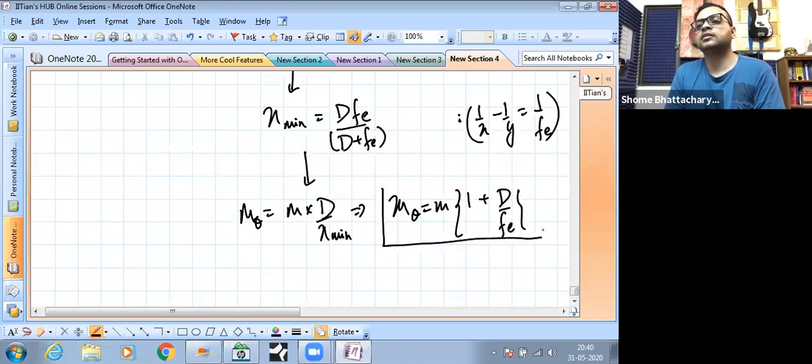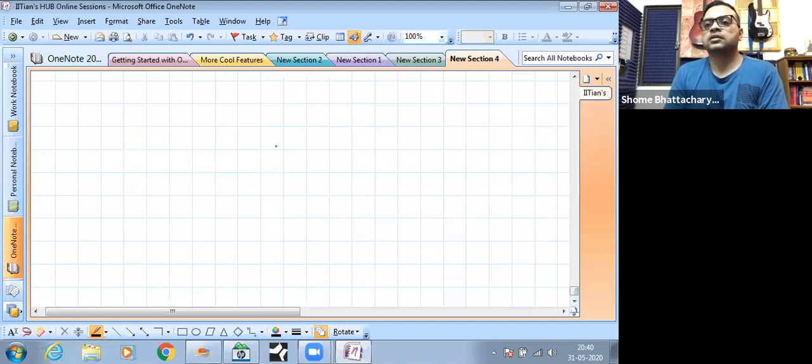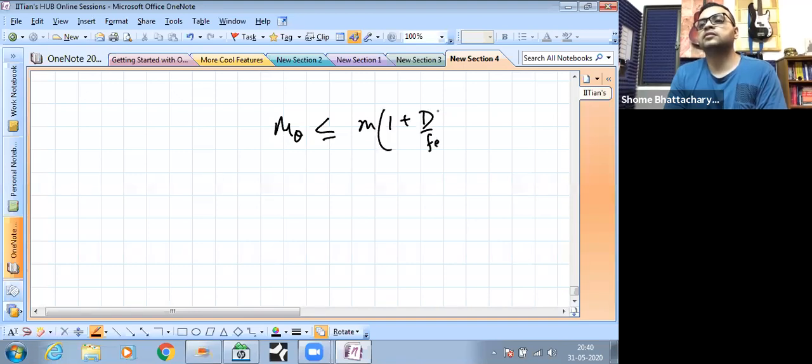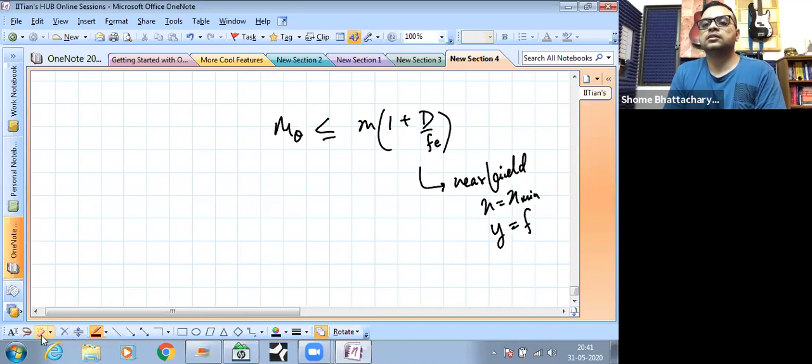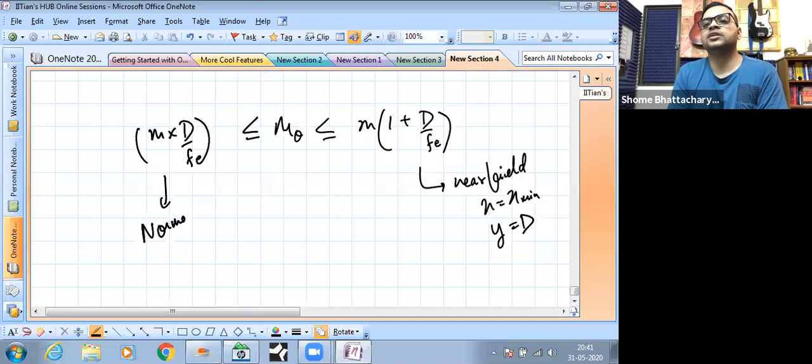So you see how the formula is symmetric. Just this extra factor of m multiplied comes in. Okay, so this is the maximum. So overall, the angular magnification is in this range: m into 1 plus d by fe, which is the near field adjustment, where x is equal to x minimum and y, the final position, is at the near point of the eye. On the other hand, the minimum magnification is m into d by fe, the normal adjustment, where x is equal to fe and y is infinity, or basically a large distance. So this is the range of magnification.